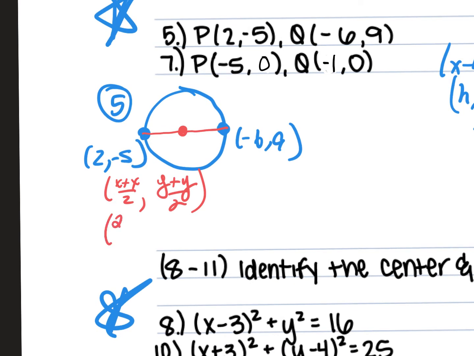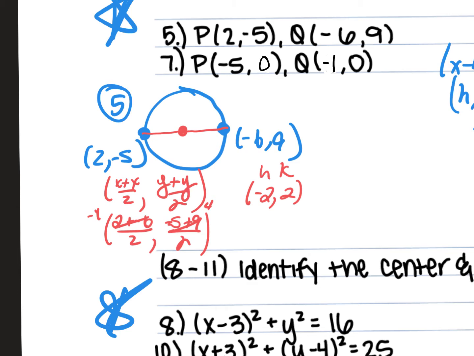So I have 2 plus negative 6 divided by 2. And then I have negative 5 plus 9 divided by 2. Do you guys agree with me? Okay, what's 2 plus negative 6? Negative 4. Negative 4 divided by 2 is negative 2. Then I have negative 5 plus 9 is what? Positive 4. 4 divided by 2 is 2. So there's my center. My center, my h and my k is negative 2, comma 2. Everybody agree with me?